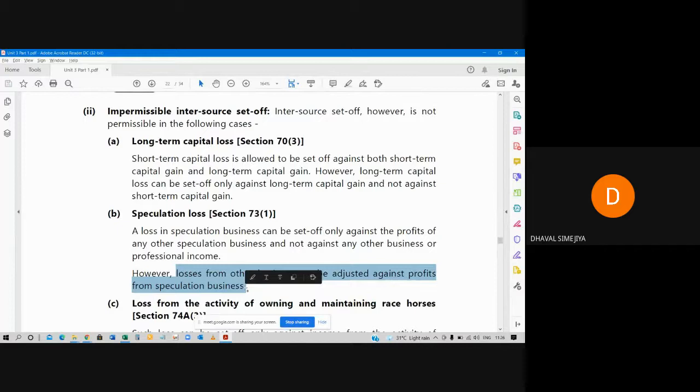Now, what is speculative business, which we have learned in the last semester, like derivatives, hedging, share trading? This type of business is speculation business.